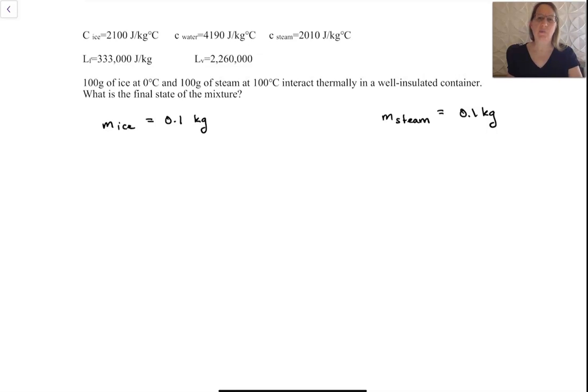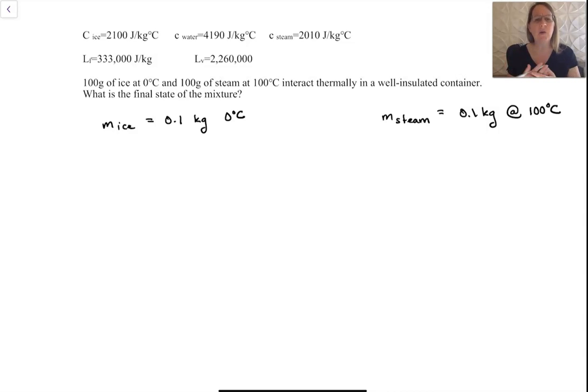So we're going to look at this problem again so that you can see it at whatever speed you would like to see it and see another way of working this problem. So again, we've got ice and we've got steam. This ice is at 0 degrees C. This steam is at 100 degrees C. And so we're going to look at the heat needed.